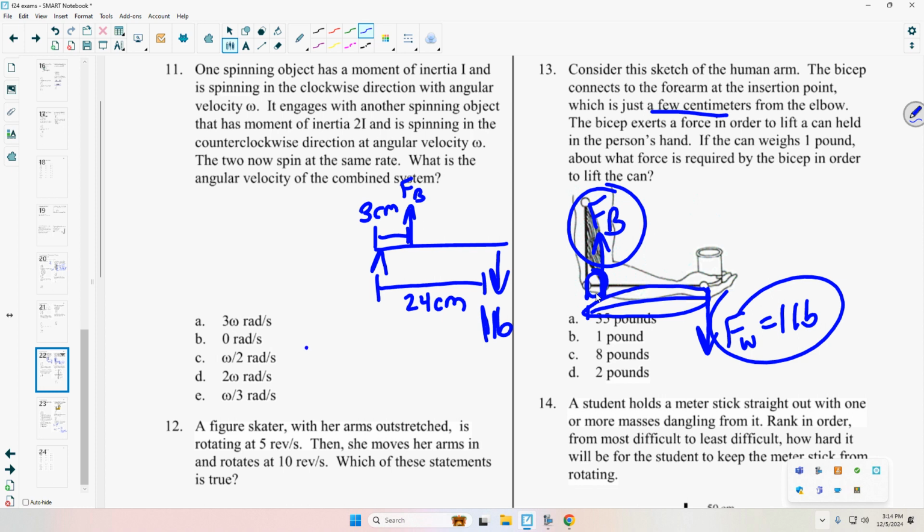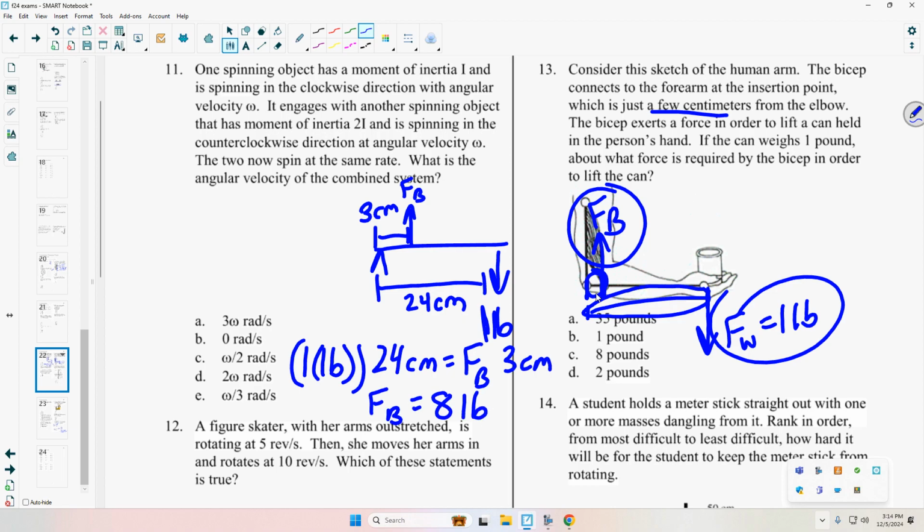So I would say 1 pound times 24 centimeters is equal to FB times 3 centimeters. And then I solve that for FB, and that's equal to 8 pounds.